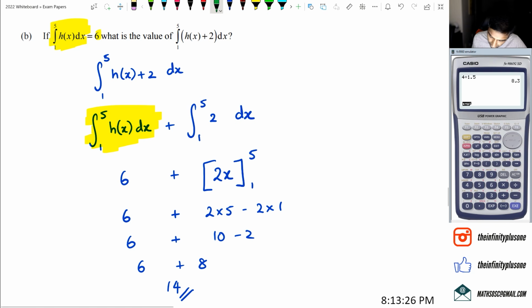So it's straightforward, there are no negotiations here. You've got to get the answer of 14 for this to get an achieved grade.